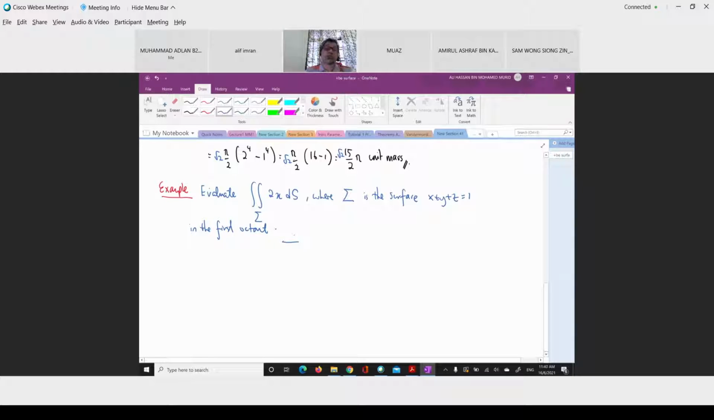Okay, that's all. So this is nothing to do with mass or density. It's just an exercise. It's just an evaluation of a surface integral, right?